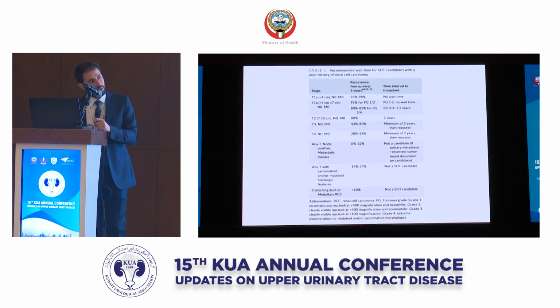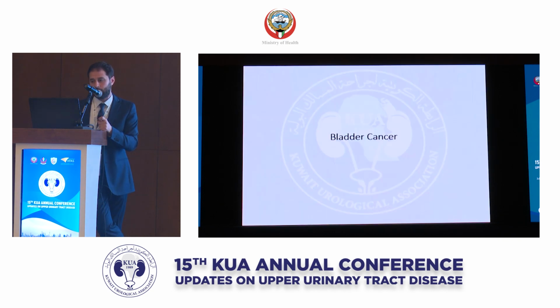So if we look at the recommendations for T1A or T1B, low grade, you don't need to wait anymore because the recurrence rates are low in the first 2 years. So you don't need to wait. You can proceed with transplant. For T2 and above, you have to wait at least 2 years because most of the recurrences occur in the first 18 months after resection. Obviously, for the aggressive histology, they're not really a solid organ transplant candidate at this point.